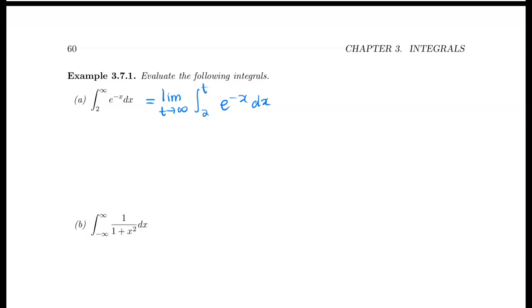Okay, so now we evaluate this integral: the limit as t approaches infinity of negative e to the negative x from 2 to t. So we are only interested in what happens as t approaches infinity for the first term, so we could just say that the limit as t approaches infinity of negative e to the negative t, and then minus e to the power negative 2.